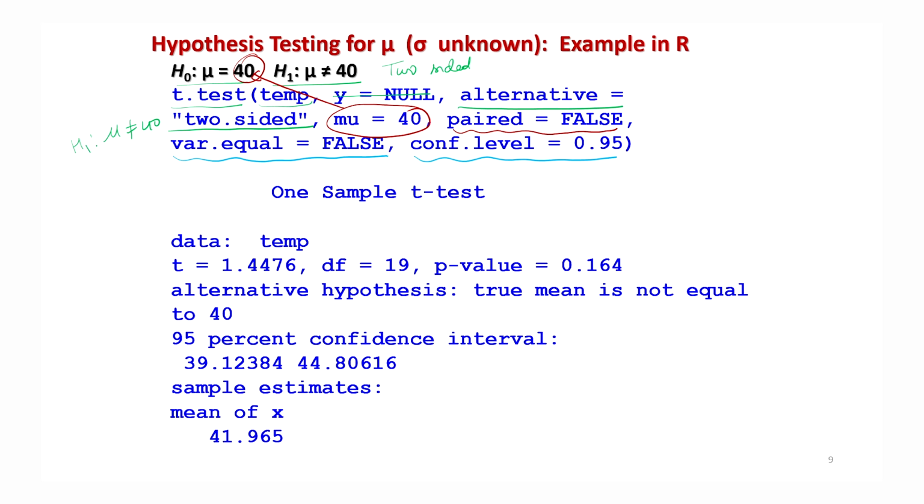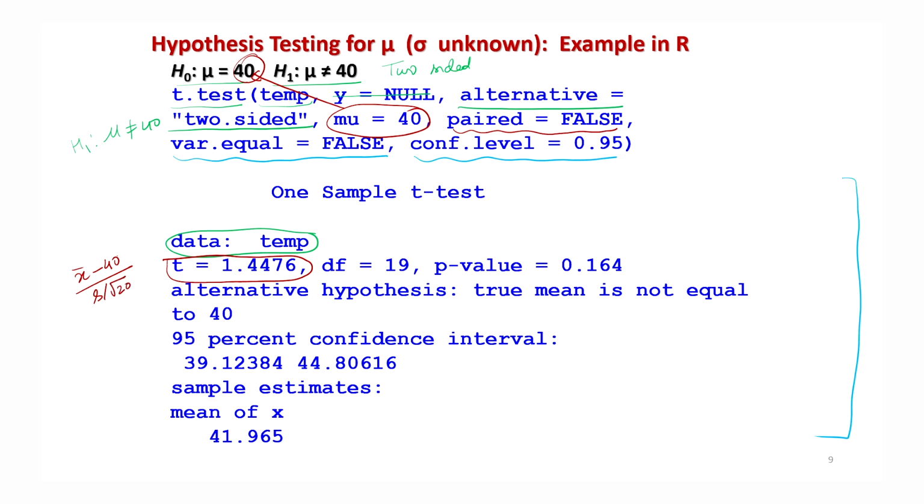If you look here, this is the outcome that you will get. Now let us understand the meaning of the different terms given in this outcome. Here data is equal to temp, which we have used. Next is t equal to 1.4476. This is the value of x bar minus mu naught, which is 40, divided by s by root n, where root n is the square root of 20.